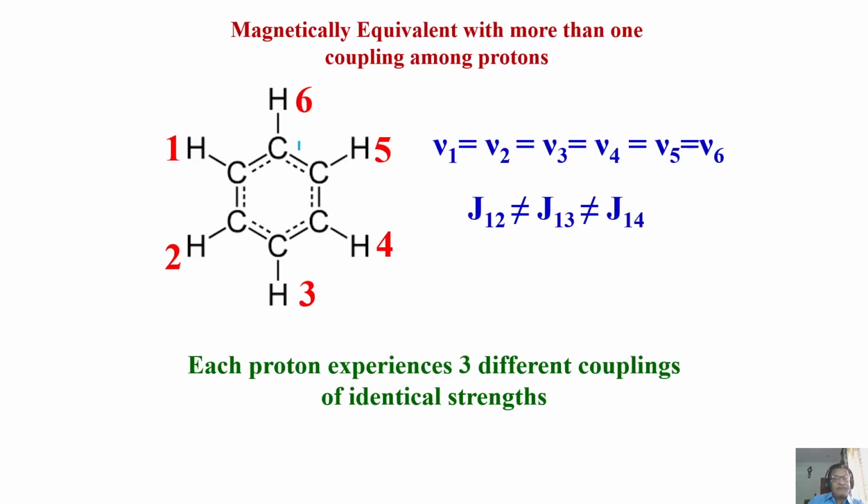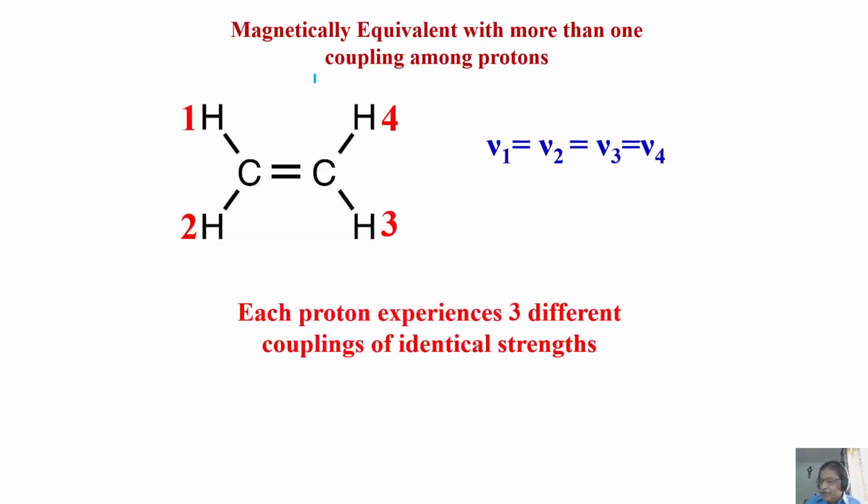Each of these protons, so all six protons have the same chemical shift. Each of them experiences three different couplings of identical strength. This is another example of magnetically equivalent spins with multiple couplings. You understand? This is the magnetic equivalence case with multiple couplings.